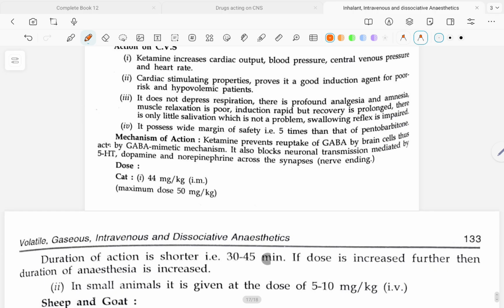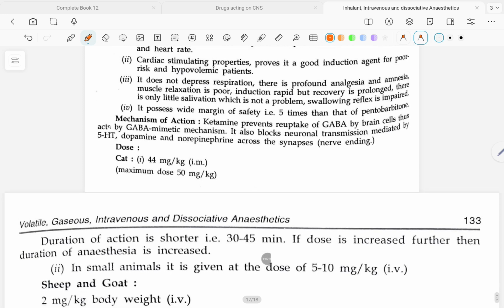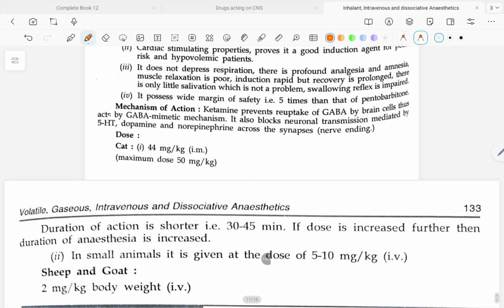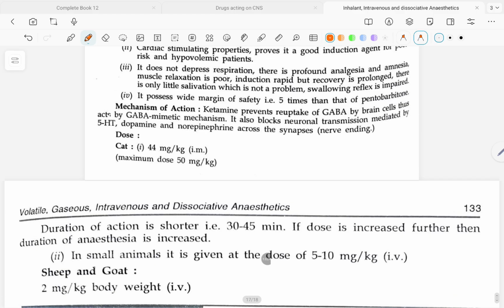Mechanism of action. Ketamine prevents reuptake of GABA by brain cells, thus acts by a GABA-mimetic mechanism. It also blocks neuronal transmission mediated by 5-HT, dopamine and norepinephrine across the synapses.